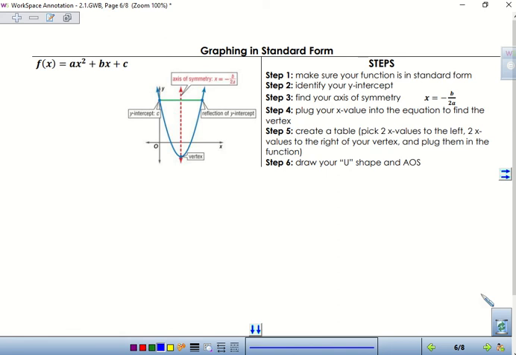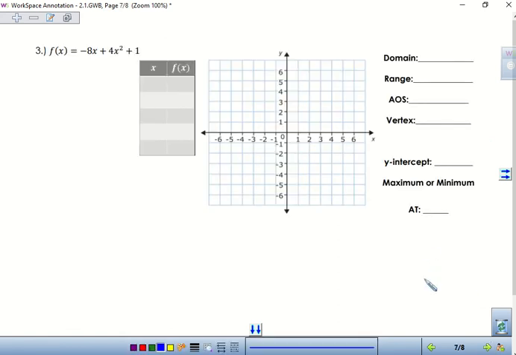Now I also want to mention negative b over 2a. What that means is whatever your b is, it's going to change sign when it's plugged into the formula. Okay? So let's do an example together.